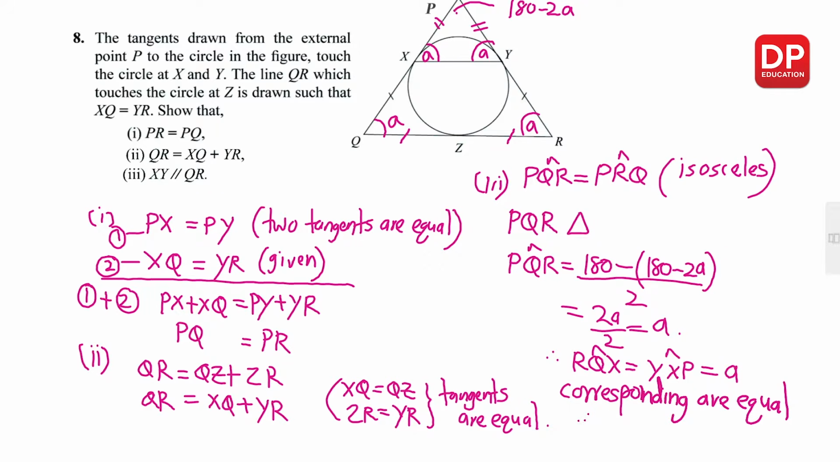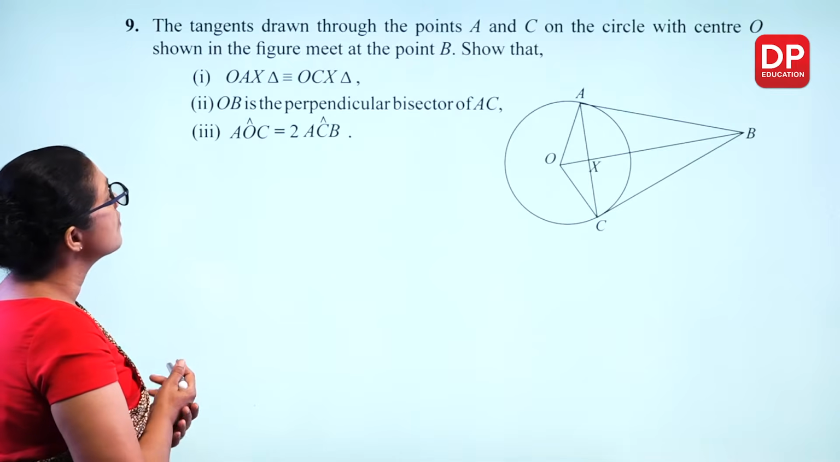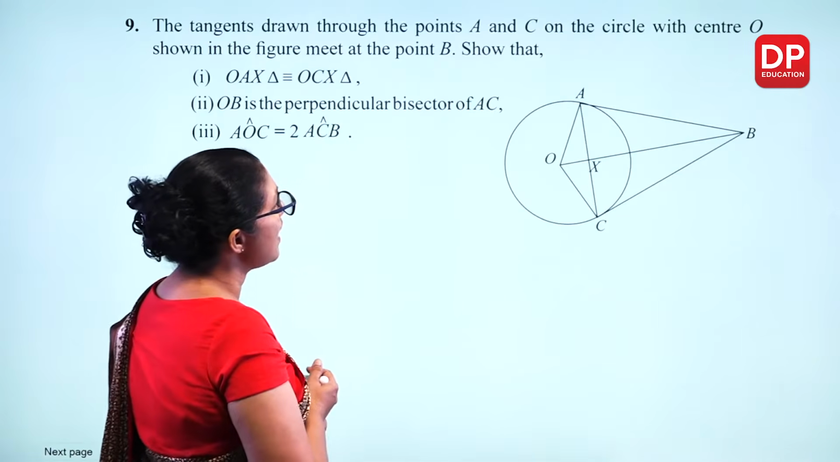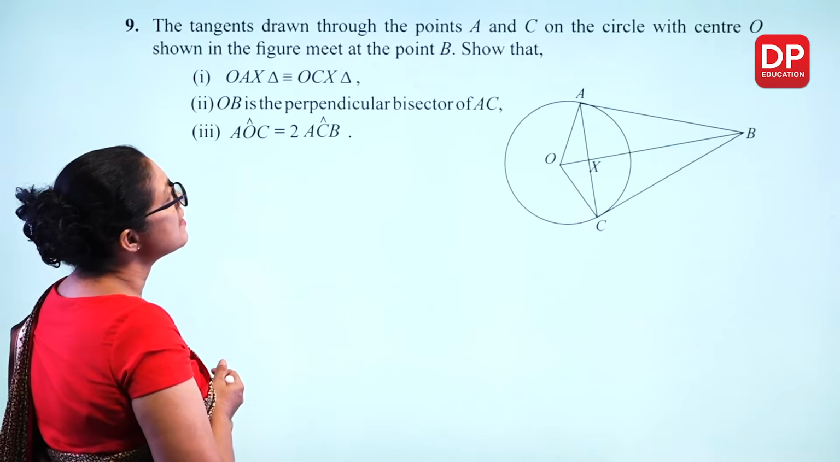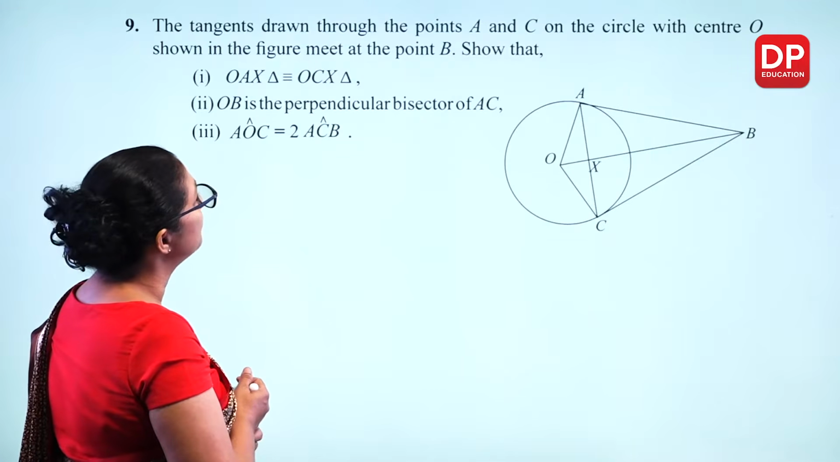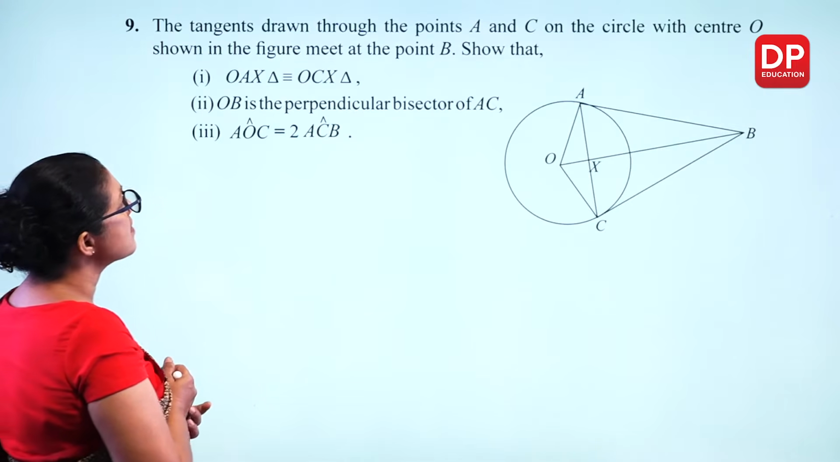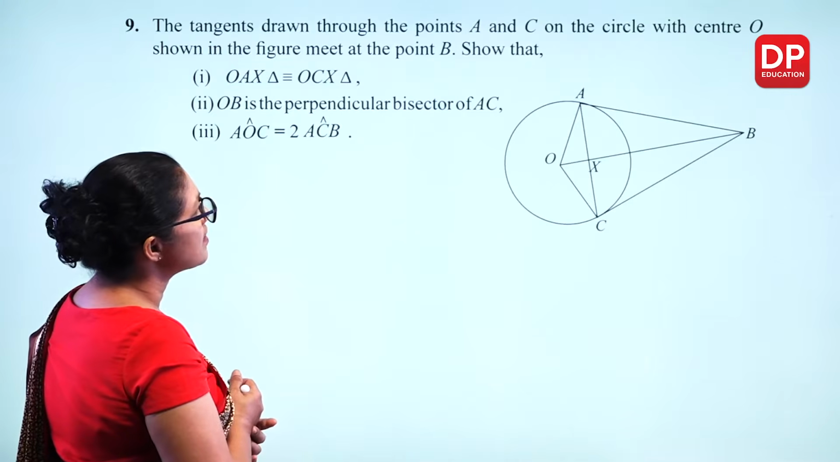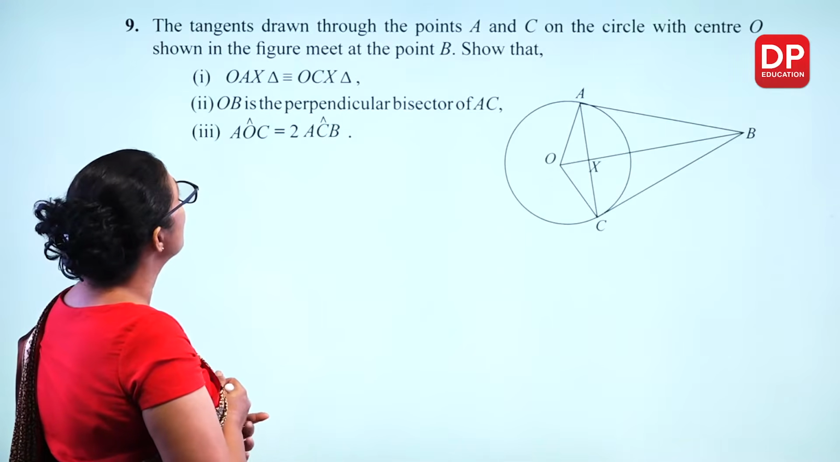Therefore, XY is parallel to QR. Question number 9. The tangents drawn through the points A and C on the circle with center O shown in the figure meet at the point B. Show that triangle OAX and triangle OCX are both congruent.